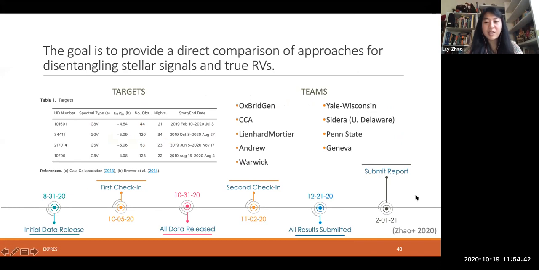We have a timeline set up that will allow everyone to test the methods they have for dealing with this problem on EXPRES high fidelity data, indicative of this next generation of spectrographs coming online. We'll have a series of check-ins because we also want to allow people to talk to each other, create collaborations that may make each method better, and learn about what everyone's doing. By early next year, we hope to submit a report that describes all the methods that people are currently trying, the state of the field, what we're capable of doing, and provide some guidance on where we should move towards if we want to really figure out this issue.